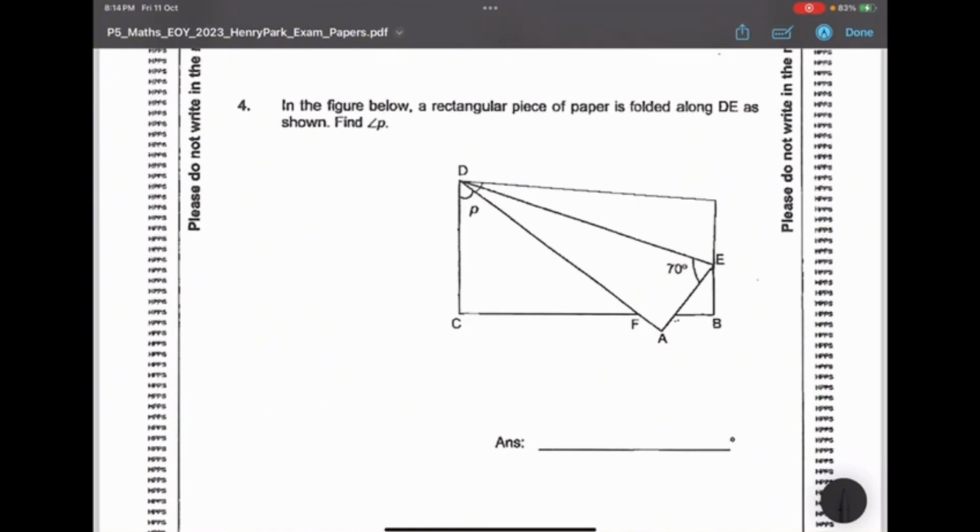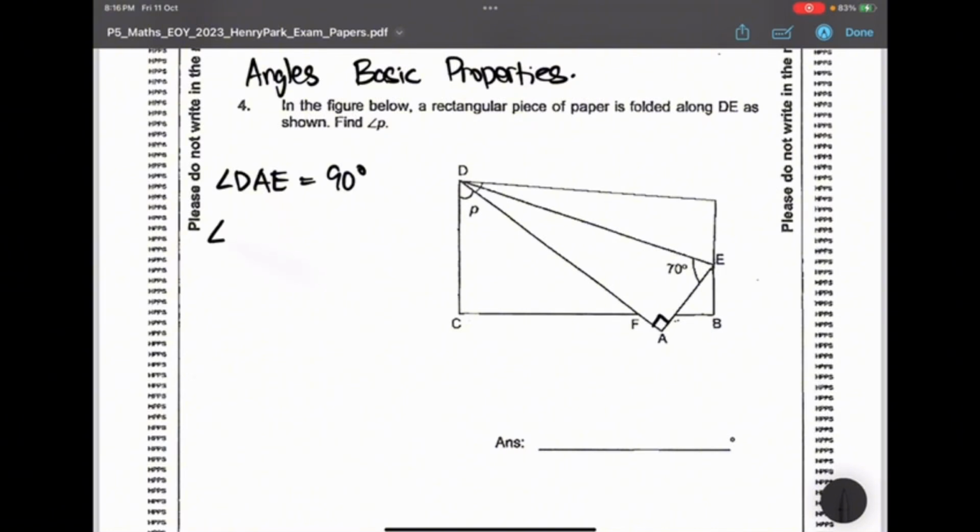Now looking at question number 4. Alright, immediately I know that we have an angles question over here, and the concept we are going to use is basic properties. Now let's read the question. In the figure below, a rectangular piece of paper is folded along DE as shown. Knowing that the piece of paper is a rectangle, I immediately know that angle DAE equals 90 degrees, which is over here.